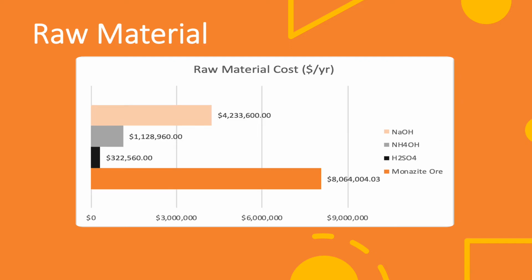Just like total revenue, the raw material cost is also the same for both processes. The graph shows by element how much it will cost per year to pay for the raw materials to run the process. Monzonite ore is the most expensive raw material, but that is also because it is the most abundant.